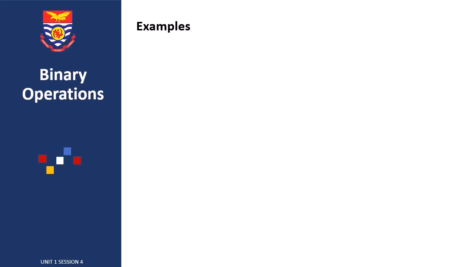Let's look at examples of binary operations. Example 1. Let A and B be members of R, where R is the set of real numbers. Then what can you say? You can say that A star B is equal to A plus B. So that's the rule: A star B equals A plus B.